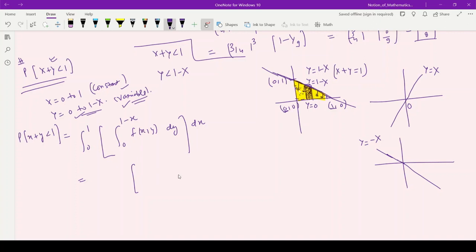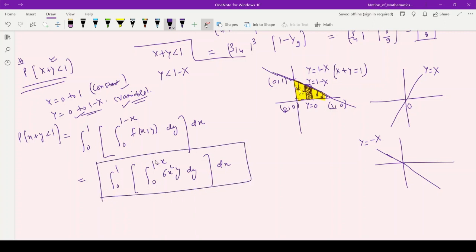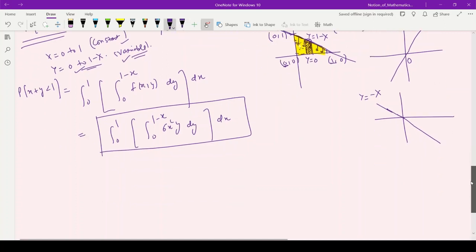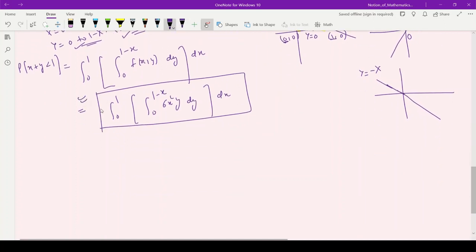Now what I can write here, it is 0 to 1 minus x, 6x square y dy and dx, and here it is 0 to 1. And now I will not solve this double integration again, because such type of double integrations I have already taught you. So this you can verify by yourself. So I can provide you with this particular answer.